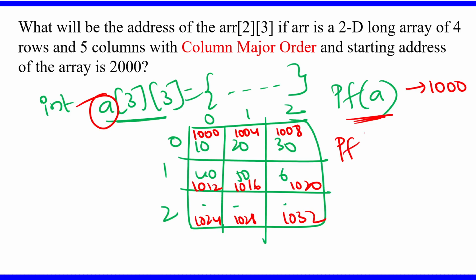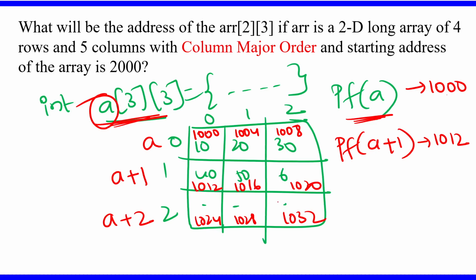But if you write printf of a plus 1, in a 2 dimension or 3 dimension array, a means 1000, and 1000 plus 1 means the next location, but it will not go to 1004. When it is a 2 dimensional or 3 dimensional array, a is pointing here, a plus 1 will be pointing here, a plus 2 will be pointing here. So a plus 1 means the answer will be 1012. a plus 1 is pointing to this row, the whole row.